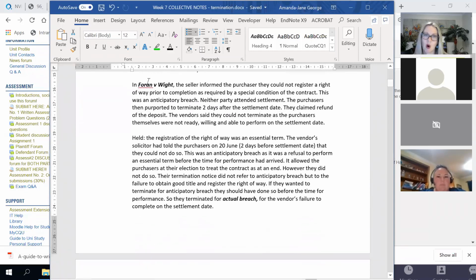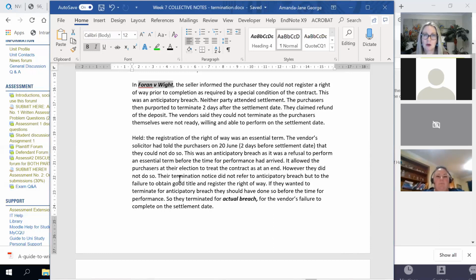But in Foran v Wight, this is why I called the Moodle page this week the dance of performance, because I think this case is kind of the best example ever. They had this contract for the sale and purchase of land. They had to register a right of way before the settlement date. Two days before the settlement date, the seller says, sorry, can't actually register that right of way. You won't be able to sell on the settlement date. And at that point, what has happened?